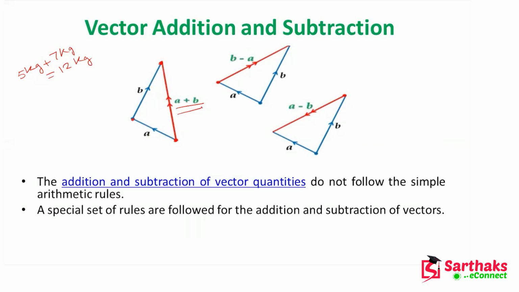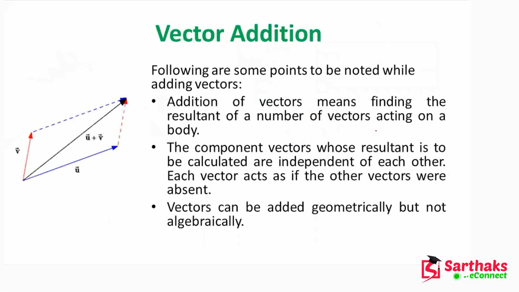So you can get A plus B. Now, if both vectors have their tails connected at this point, then the vector here is B minus A, or A minus B. Okay, here you can see this direction. This is B minus A, and here you can see the direction is in this way, so it is A minus B. So this addition and subtraction of vector quantities we cannot do using only simple algebraic methods. We have to use some different methods.